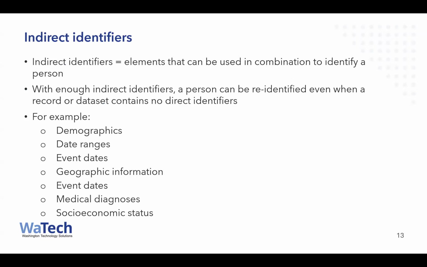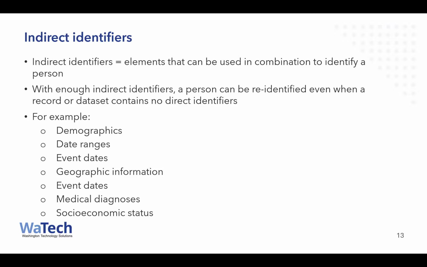Then the corollary to that is if we have direct identifiers, we also have indirect identifiers. These are elements that are not uniquely tied to a specific person, but they can be used in combination to identify a specific person. So these are basically characteristics that can apply to a lot of different people, but with enough indirect identifiers, you can re-identify a person, even if a specific record or data set doesn't contain any of those direct identifiers.